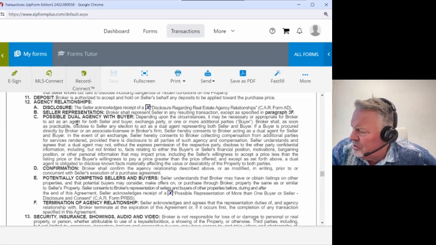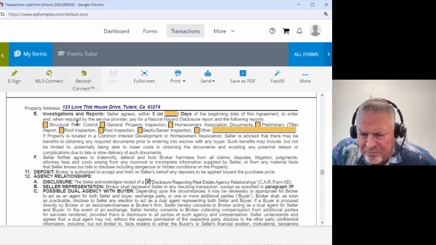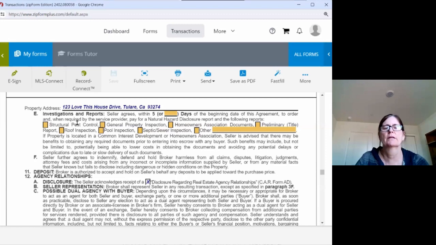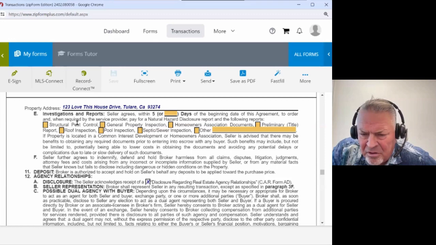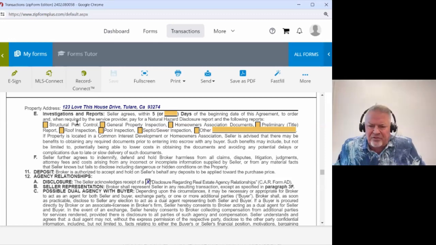Agent, would you suggest getting the homeowners association documents? So you can close on time, you wouldn't be getting hung up. Yeah, that would be a good idea, so escrow doesn't get held up, because that's usually the one that takes forever.